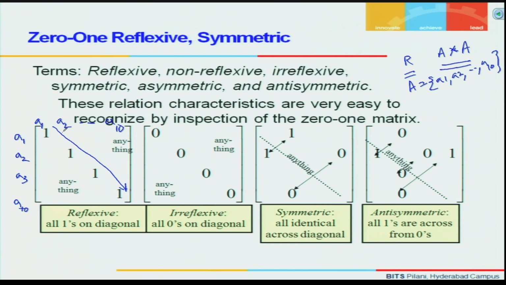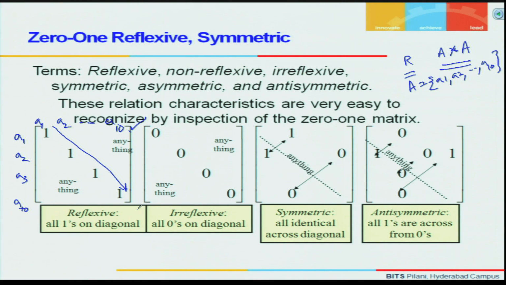Suppose the matrix that I am having has got all ones in the diagonal. That means that A1 and A1 are related, A2 and A2 are related, A3 and A3 are related, A10 and A10 are related. That is what it means. I have put 1 means A1 and A1 are related, 1 here means A2 and A2 are related, 1 here means A10 and A10 are related. For all the elements of A, A comma A is related. It means that the relation is reflexive. Hence the relation corresponding to this matrix is reflexive.